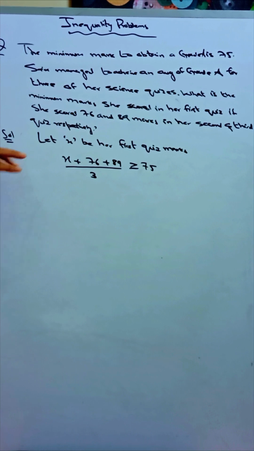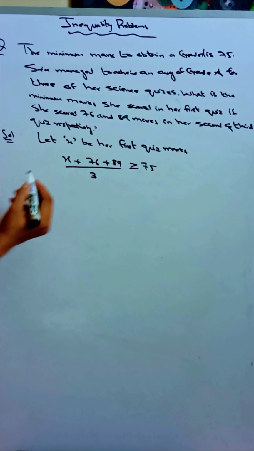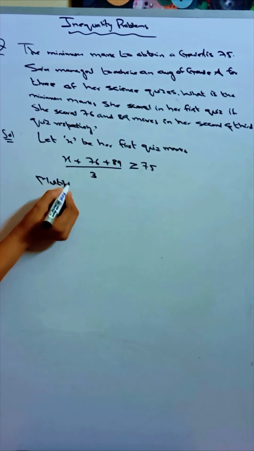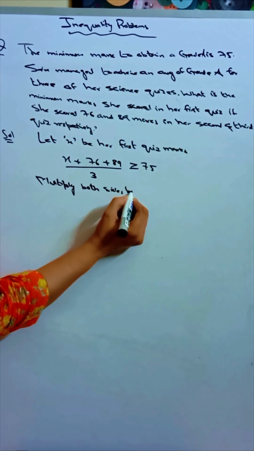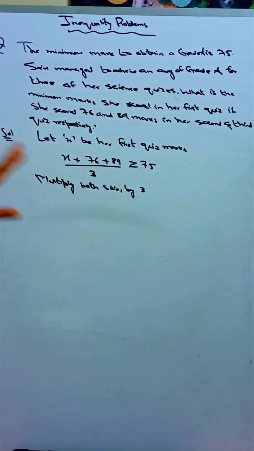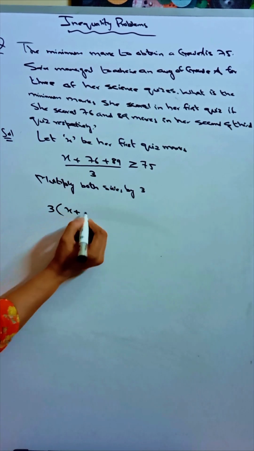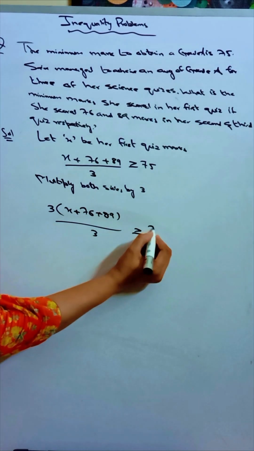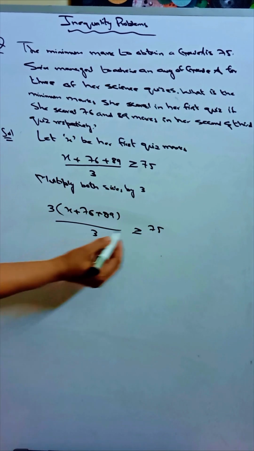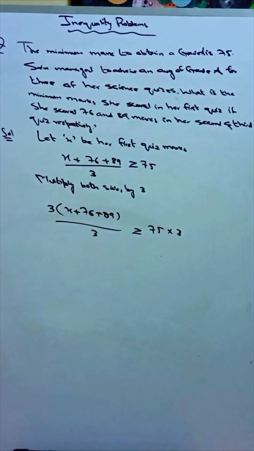So in the next step, this is the main inequality that becomes. Now after that we will solve it. We have to remove this 3, so for that purpose we will multiply both sides by 3. So what does it become? 3 times (x plus 76 plus 89) over 3 greater than or equal to 75 times 3. Alright, now solve it. Multiply by 3. This 3 cancels off.